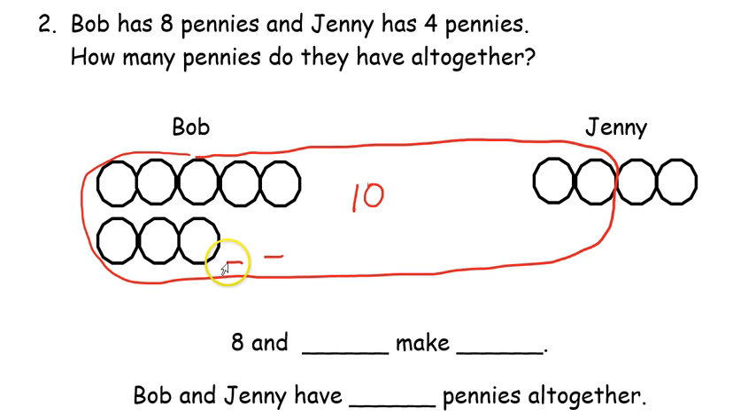That shows me I have 10 and 2 more left over. That means that 8 and 4 make 12. 10 for the group that I circled, and then the 2 pennies left over. Bob and Jenny have 12 pennies altogether.